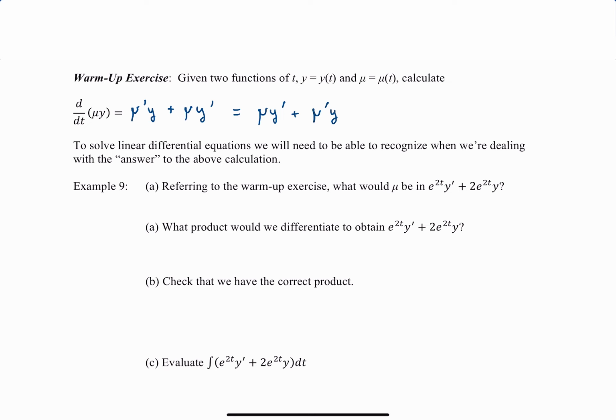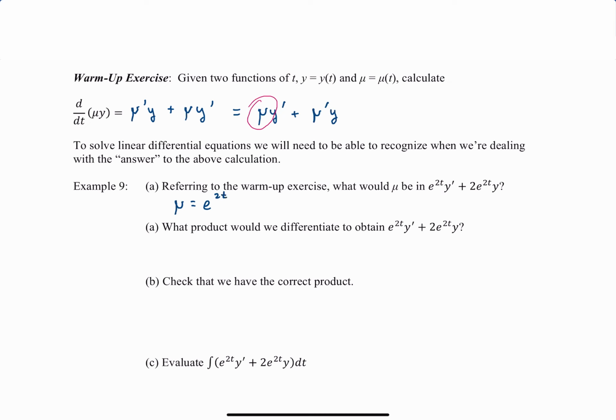Referring to the warm-up exercise, what would mu be in e to the 2t y prime plus 2e to the 2t y? Well, notice mu is the thing multiplying the y prime. That's where mu ended up when we differentiated. So mu would have to be e to the 2t.